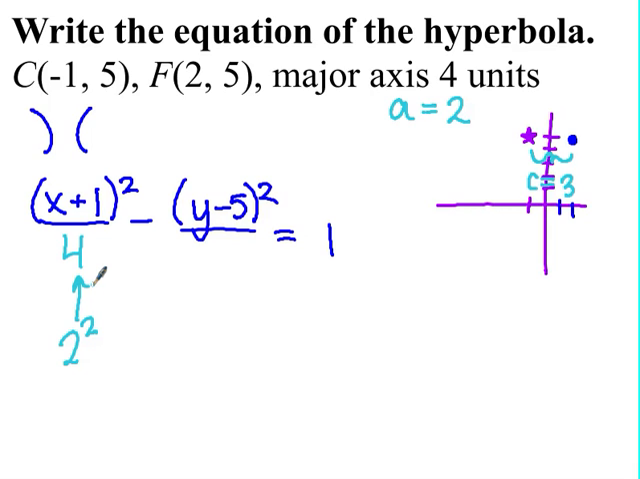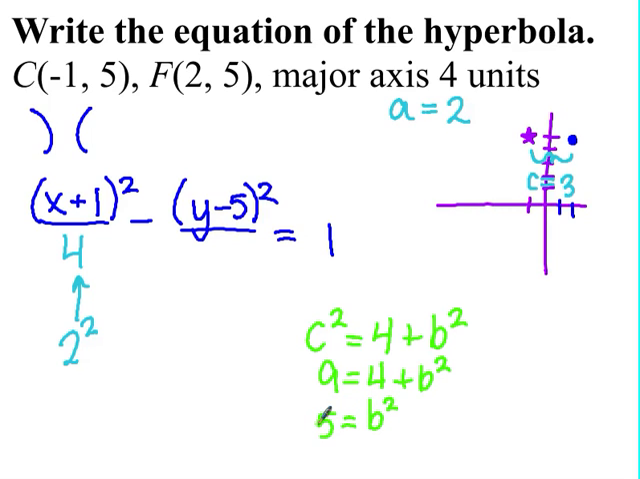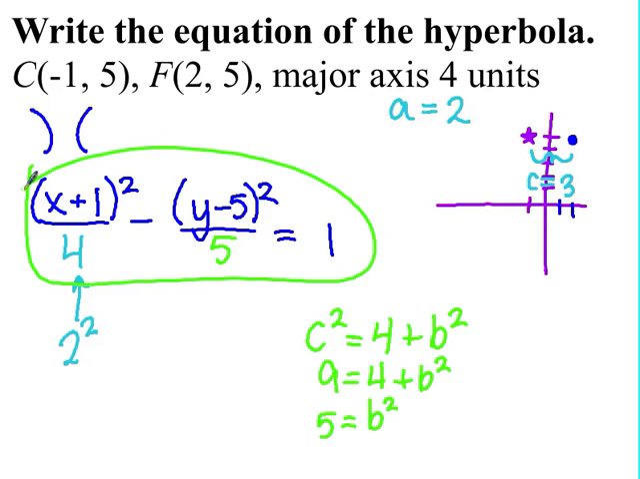Now we have to find what B is. We're going to use that formula: C squared equals A squared plus B squared. I know C squared is 9. What does B squared equal? 5. So that's what's going to go here. You don't have to take the square root. You don't have to find anything else. That's your whole answer.